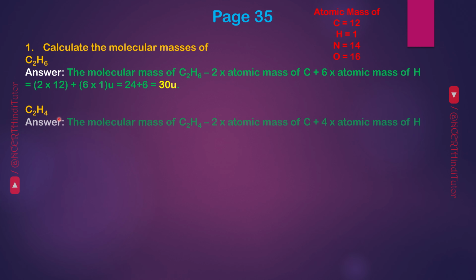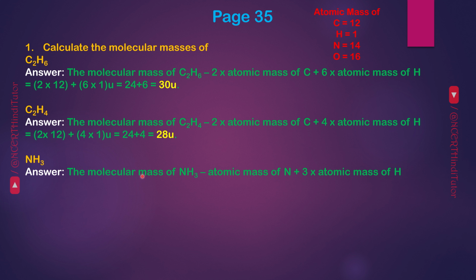Next, C2H4. The molecular mass of C2H4 is equal to 2 into atomic mass of carbon plus 4 into atomic mass of hydrogen. Here there are 2 atoms of carbon and 4 atoms of hydrogen in C2H4, and we know atomic mass of carbon is 12 and for hydrogen is 1. So 2 into 12 plus 4 into 1 is equal to, this is 24 and this is 4, and finally 28 unit.